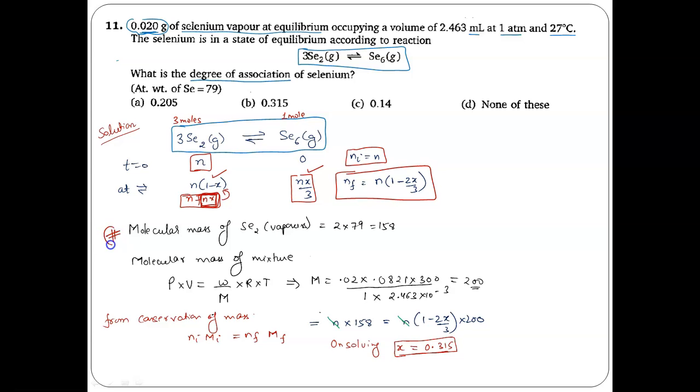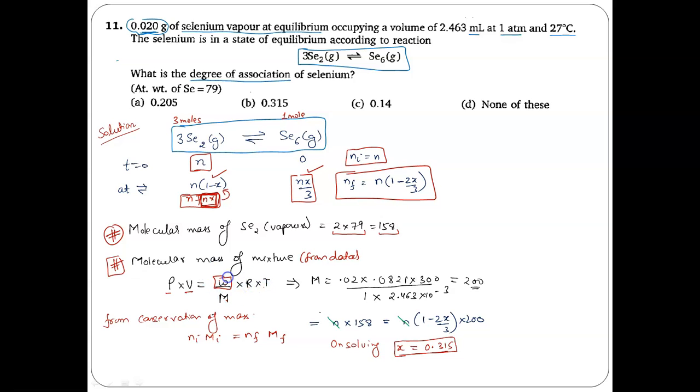Roughly, we can find the molecular weight of selenium vapor Se2, that is twice into 79, which is 158. Also, we try to find the molecular mass of the mixture, and that has to be calculated from the data, right? So we can use the ideal gas equation. PV is equal to nRT, and n is nothing but weight upon molecular weight.